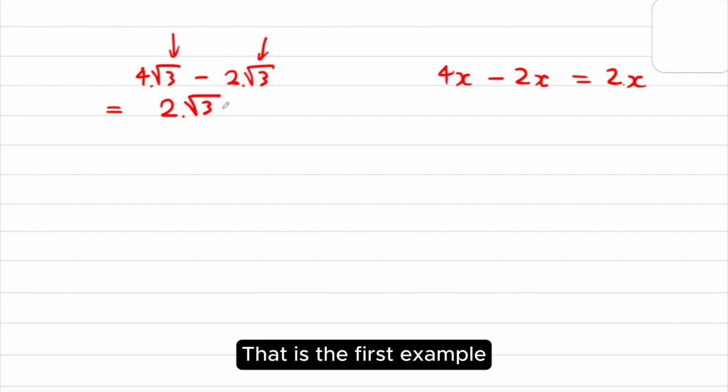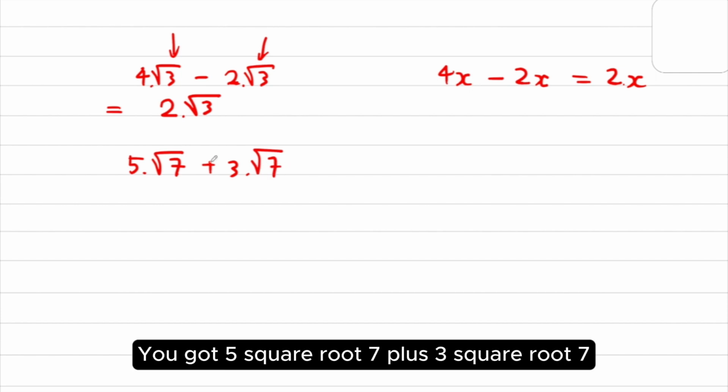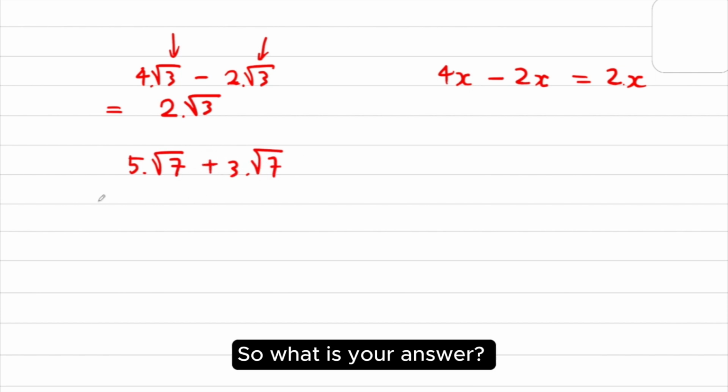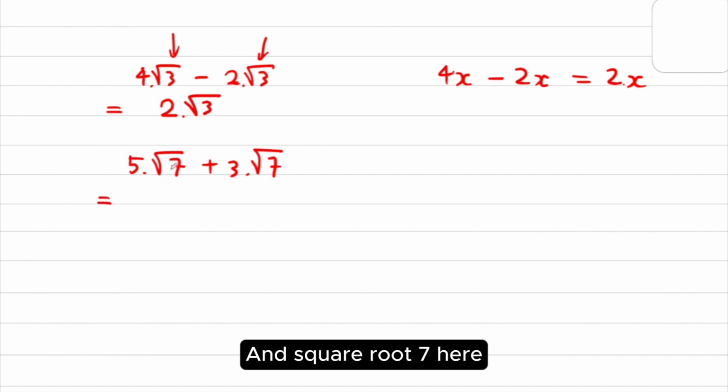Okay, that is the first example, and maybe the second example will help you understand more. How about this one? You have 5 square root 7 plus 3 square root 7. So what is your answer? You can guess, right? You have the same common factor, square root 7, here, and you have 5 and 3, so you get 8 square root of 7.